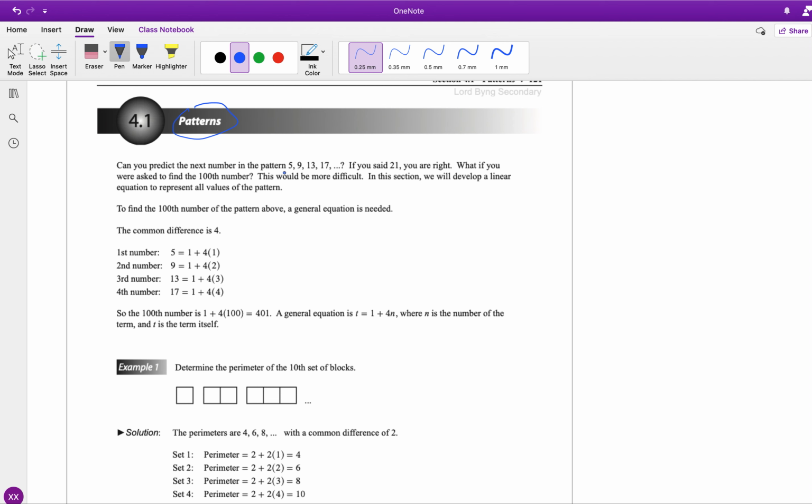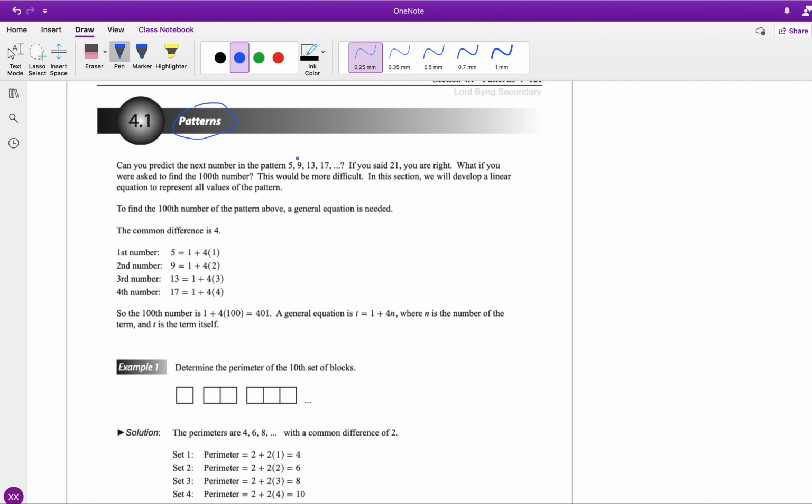Now, for example, there's a list of numbers. There's a 5 and there's a 9 and there's 13 and there's 17. So what would be the next one? Of course, you will say 21, right? Because you can see the pattern. It is a change by 4.